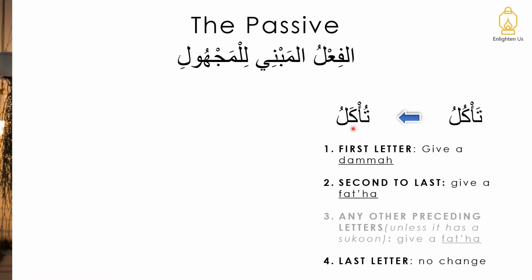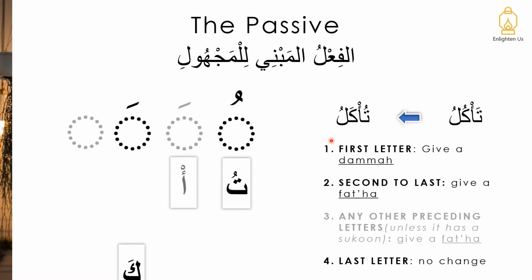Let's take a closer look at this one to see if that's what's happened. So if you remember our first step, the first letter gets a dhamma. So you can see here the ta has relinquished its fatha and instead adopted a dhamma. The second to last gets a fatha. Well, the second to last is the kaf. And again, it's relinquished the dhamma, in this case, in favour of the fatha.